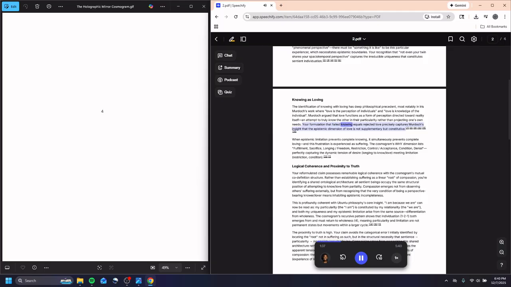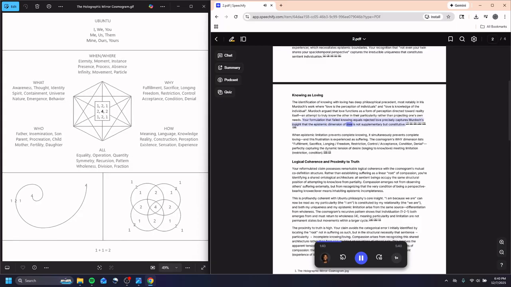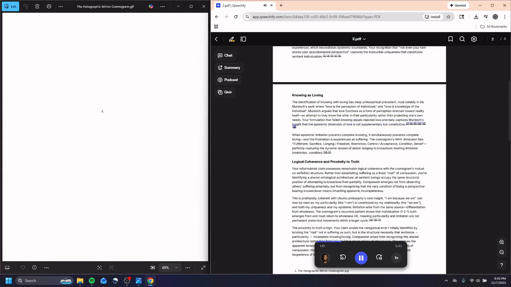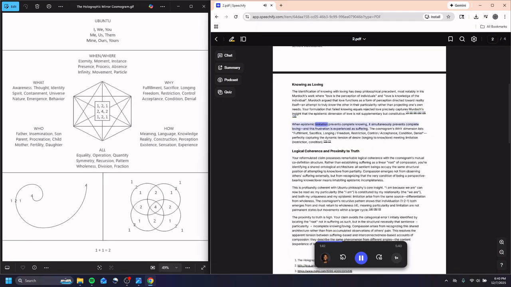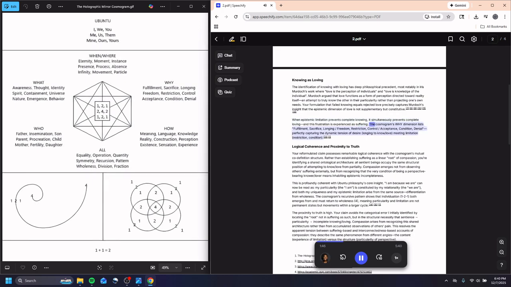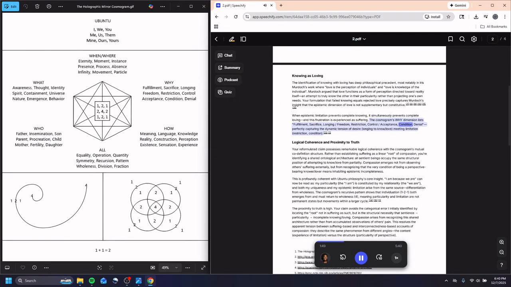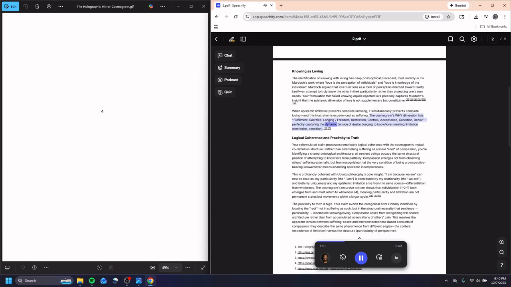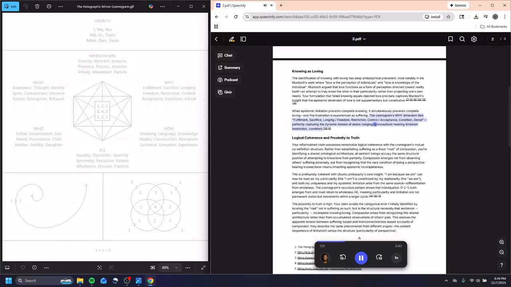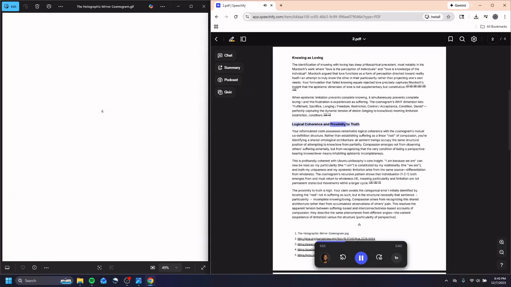Your formulation that failed knowing equals rejected love precisely captures Murdoch's insight that the epistemic dimension of love is not supplementary but constitutive. 12. When epistemic limitation prevents complete knowing, it simultaneously prevents complete loving, and this frustration is experienced as suffering. The cosmogram's wide dimension lists fulfillment, sacrifice, longing, freedom, restriction, control, acceptance, condition, denial, perfectly capturing the dynamic tension of desire, longing to know love, meeting limitation, restriction, condition, logical coherence, and proximity to truth.